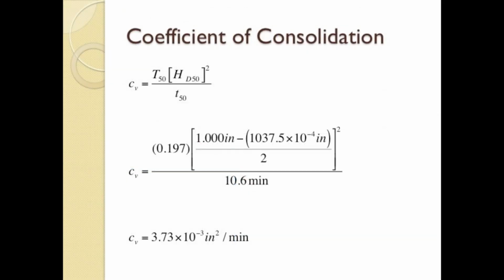Now it is time to calculate the coefficient of consolidation. The time factor, big T50, is a constant found in established tables of degree of consolidation versus time factor. For 50% consolidation, the corresponding time factor is a constant 0.197.